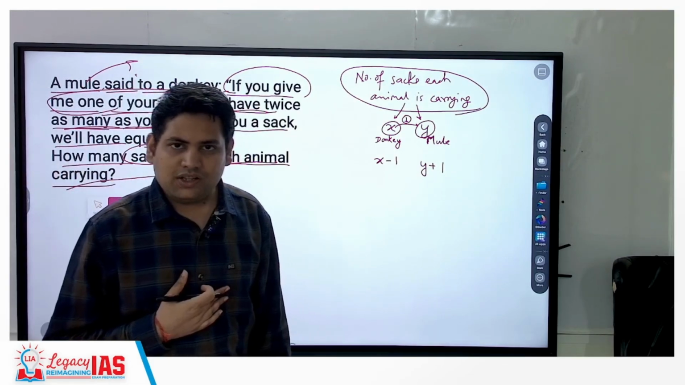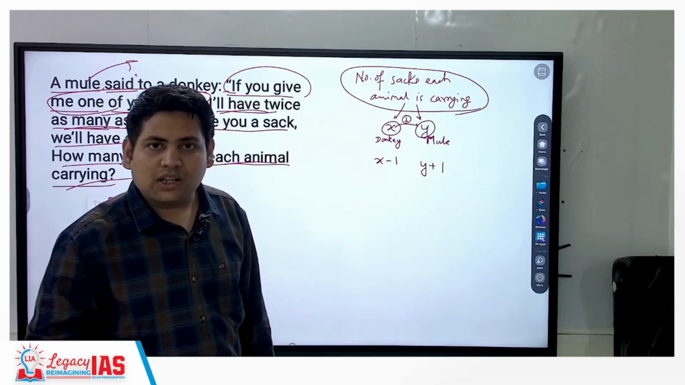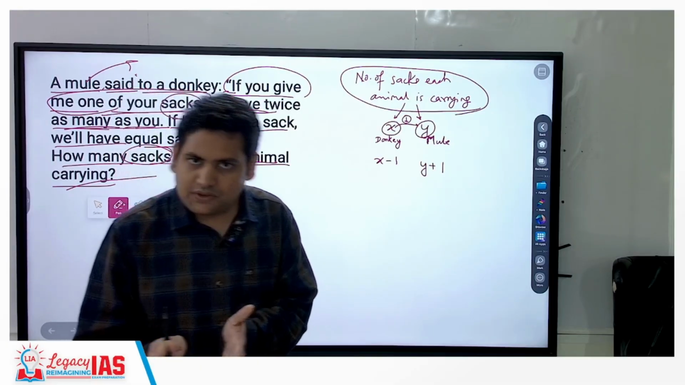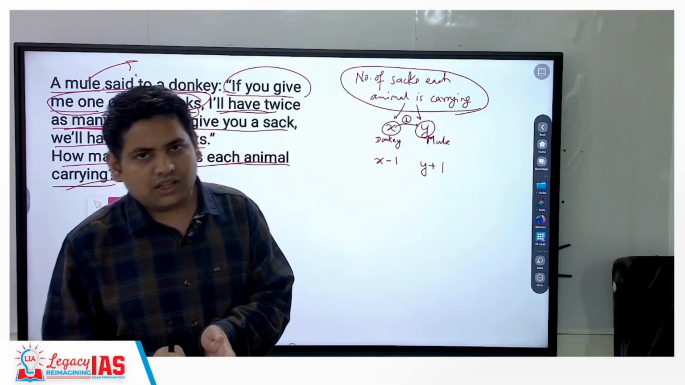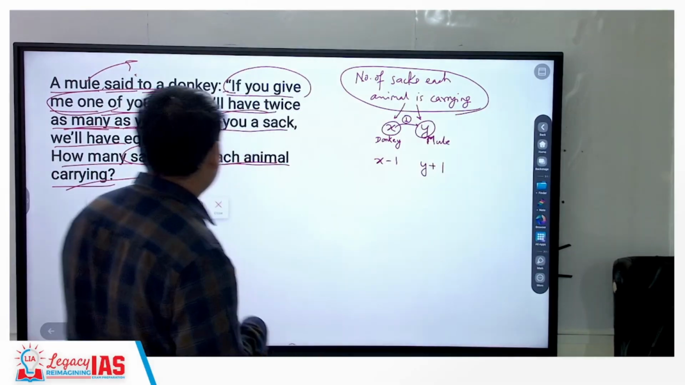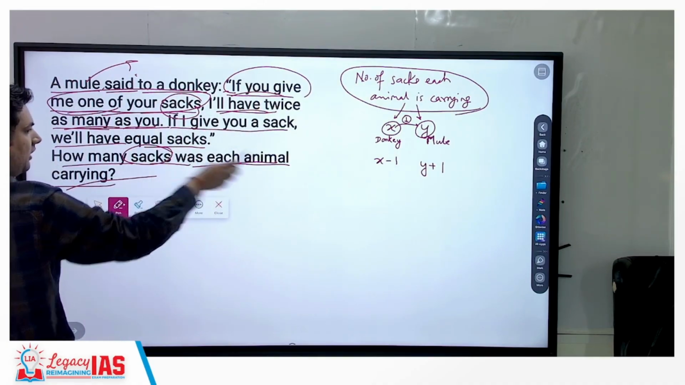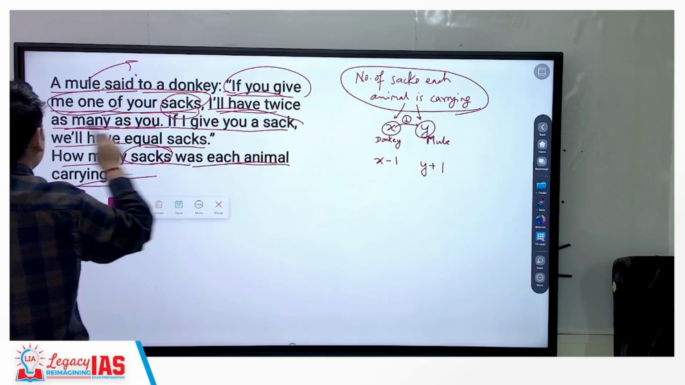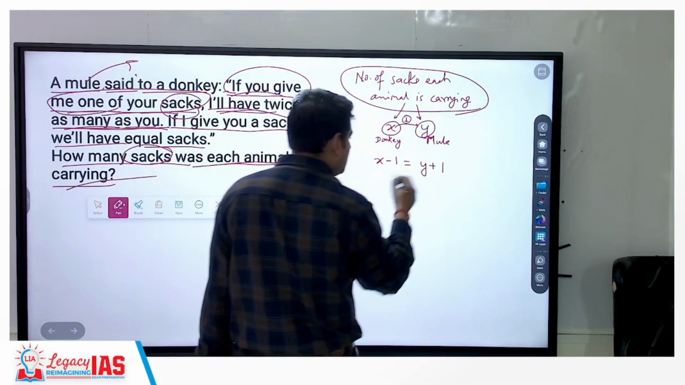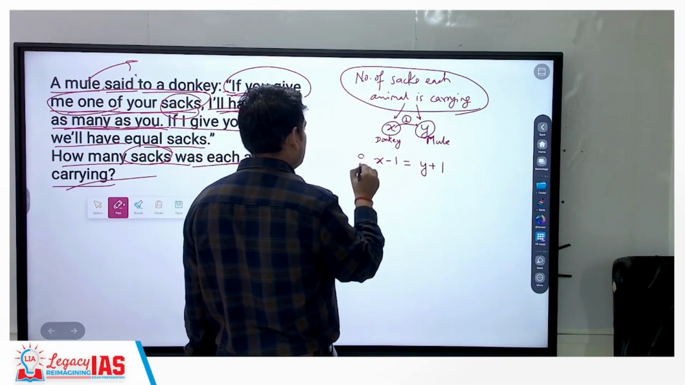If I have 5 chocolates and you have 6 chocolates, now if I give you one chocolate from my side, you will start having 7 chocolates and I will start having 4 chocolates. That is, my number of chocolates will decrease by 1 and your number of chocolates will increase by 1. Similarly, give a sack to him, this becomes Y plus 1, this becomes X minus 1. Now, the mule is saying that if you give me one of yours, I'll have twice as many as you.